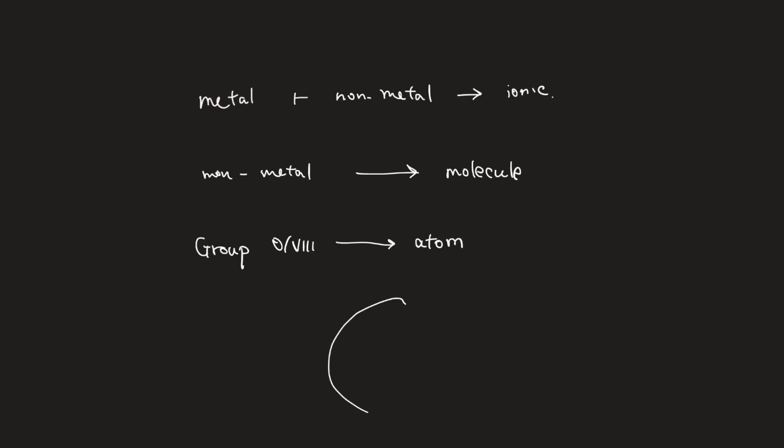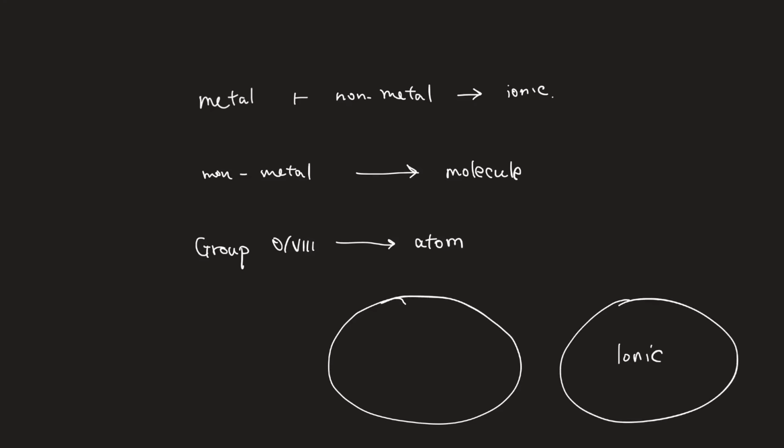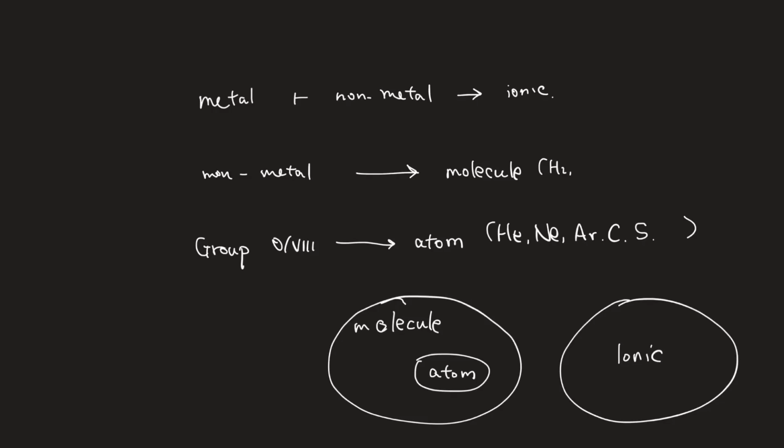To make it simple, we will look like this. Now you have 2 sets: ionic or molecule, and atom is one set of that. That is why, just check it out. You can have helium, neon, argon, carbon, sulfur, and then for others, probably you will find that to be H2, N2, CO2, O2, F2, something else like this.